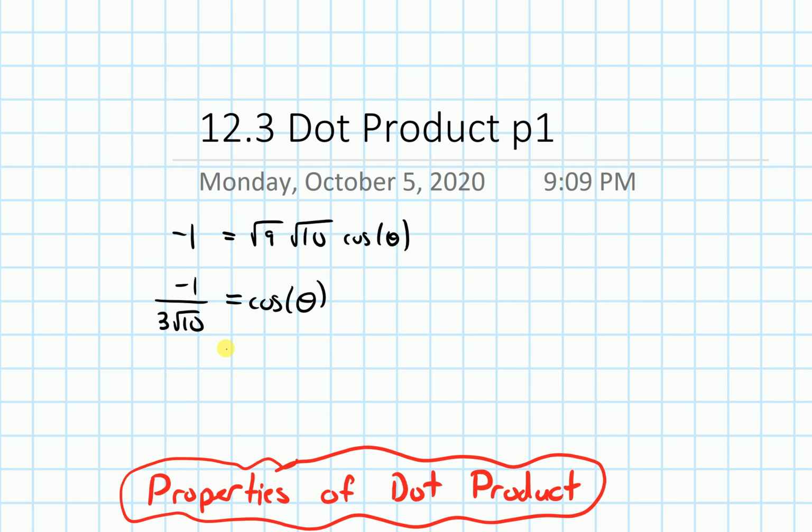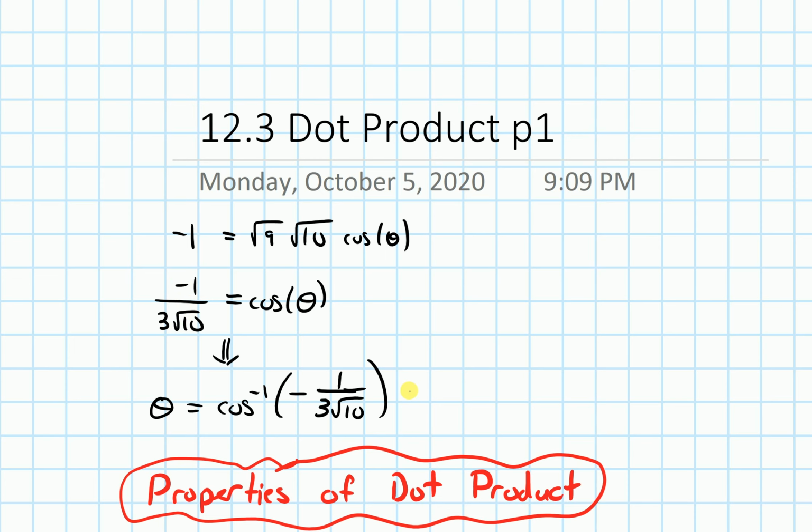So to get theta, I need to take inverse cosine. So theta would be inverse cosine of negative 1 over 3 root 10. Because the inverse function would switch the input and the output. So instead of theta being the input, as it is for cosine, it's going to be the output of cosine inverse. And the output of the cosine equation was this fraction, negative 1 over 3 root 10, and that's going to be the input of cosine inverse.